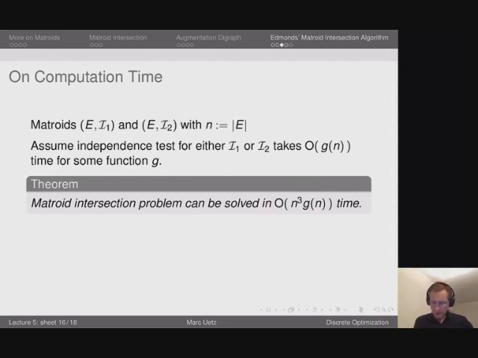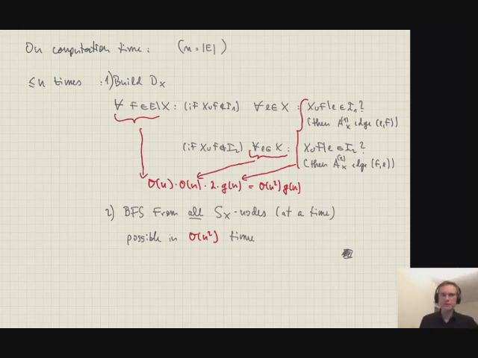So how do I come up with this n to the 3 here? I try to explain that on the next slide. Of course we have at most n augmentations, because each time we increase the size of the set X by 1. So that can happen at most n times, with n as the number of elements. And each time that we do that, we have to build the corresponding augmentation digraph.